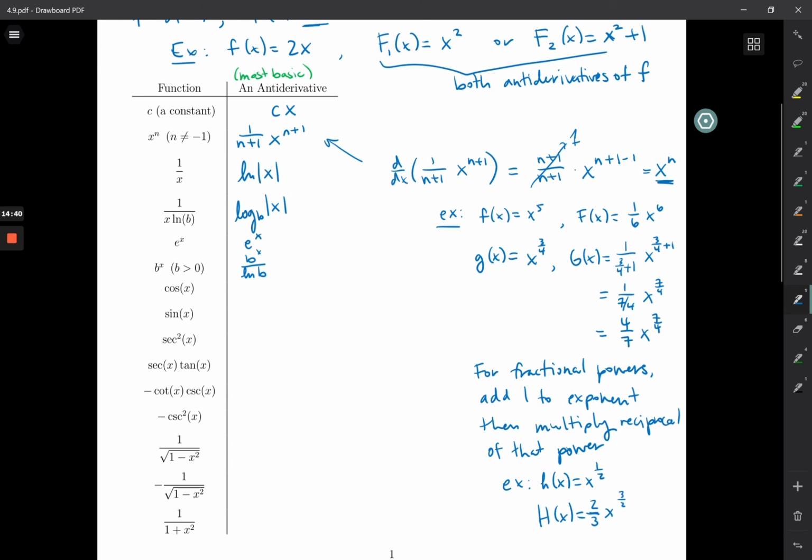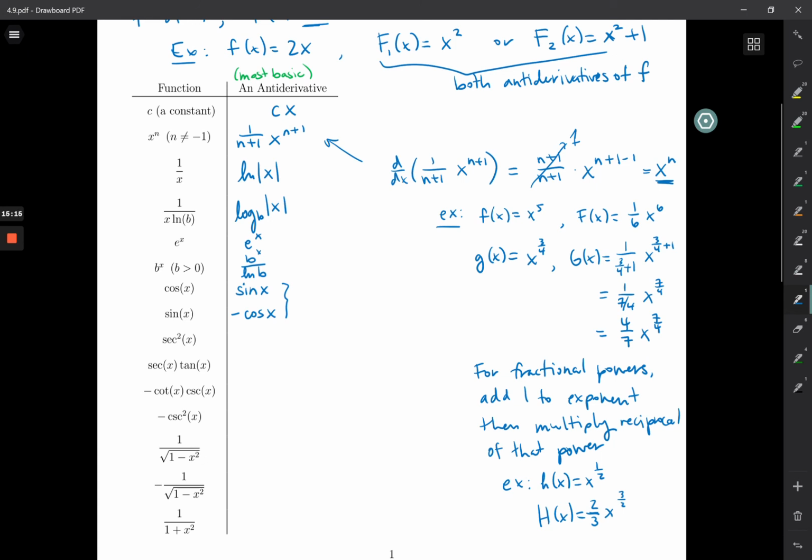Cosine of x: remember that the derivative of sine is cosine, so the antiderivative of cosine is sine. So be careful with these. It's easy to get the signs of these mixed up, because now we're going backwards. The antiderivative of sine is negative cosine. This is really easy to mix up, so when you're practicing doing these, I suggest that you take the derivative just to double check your answer.